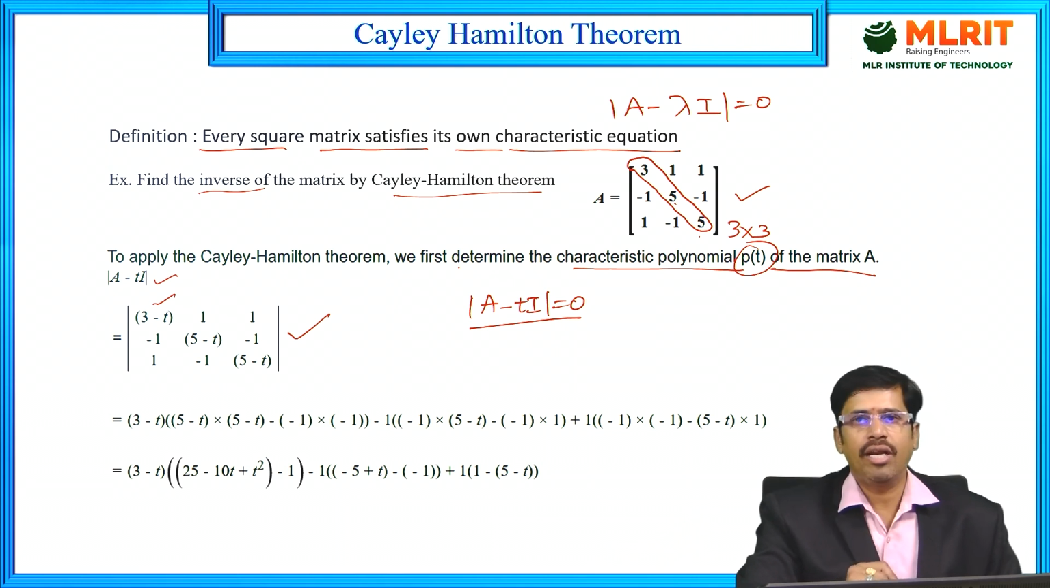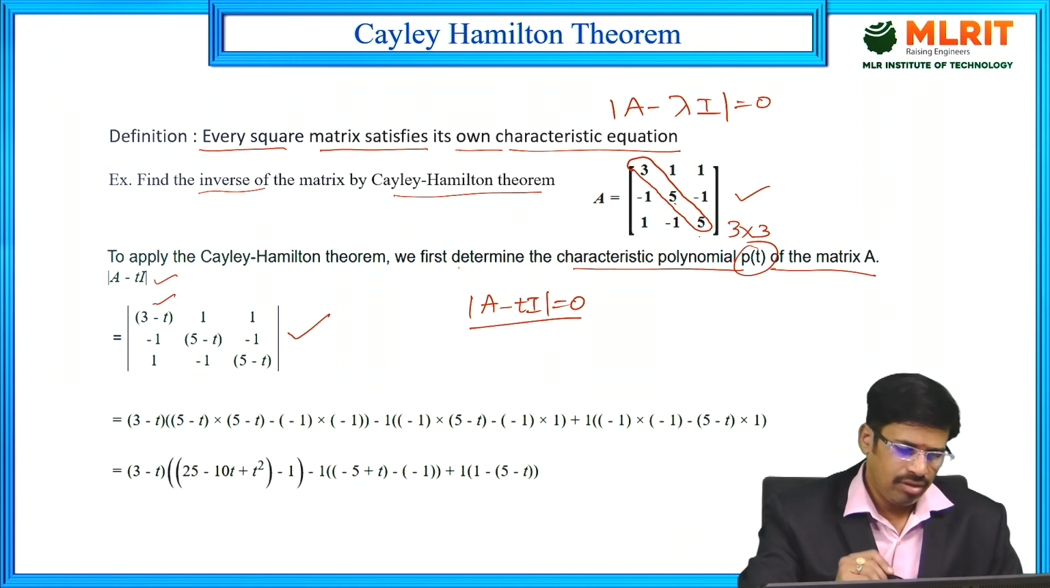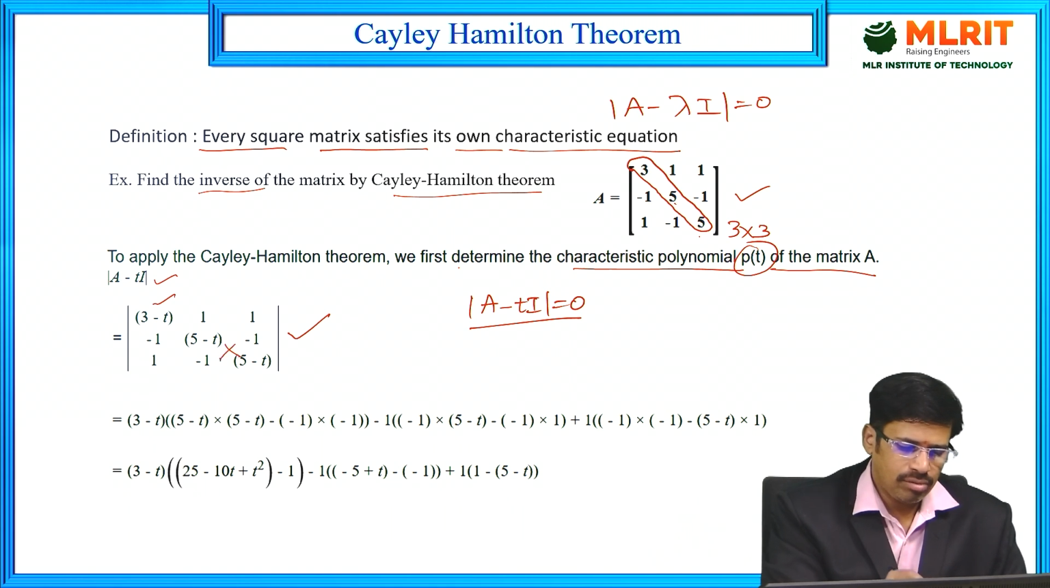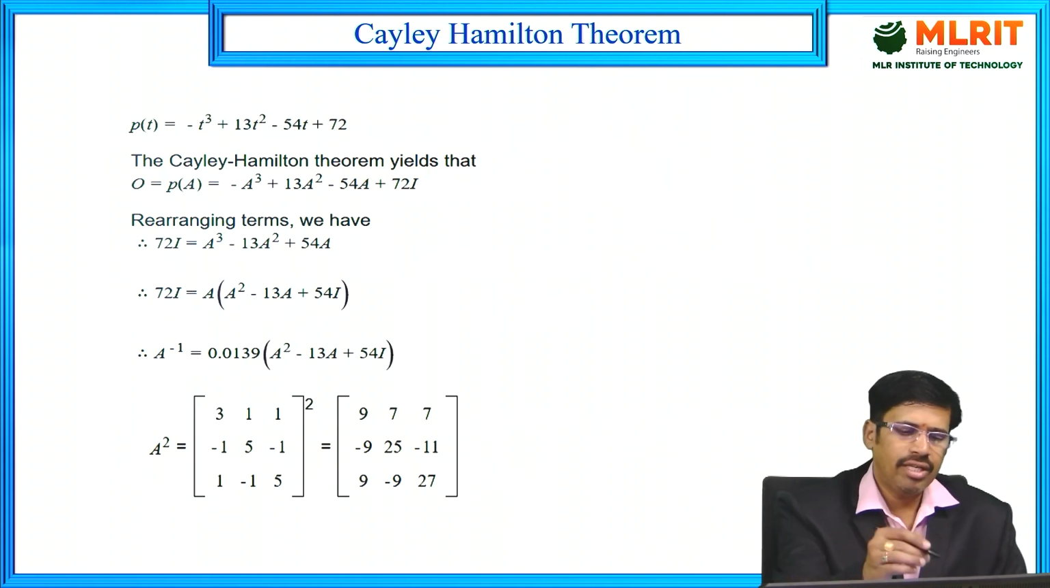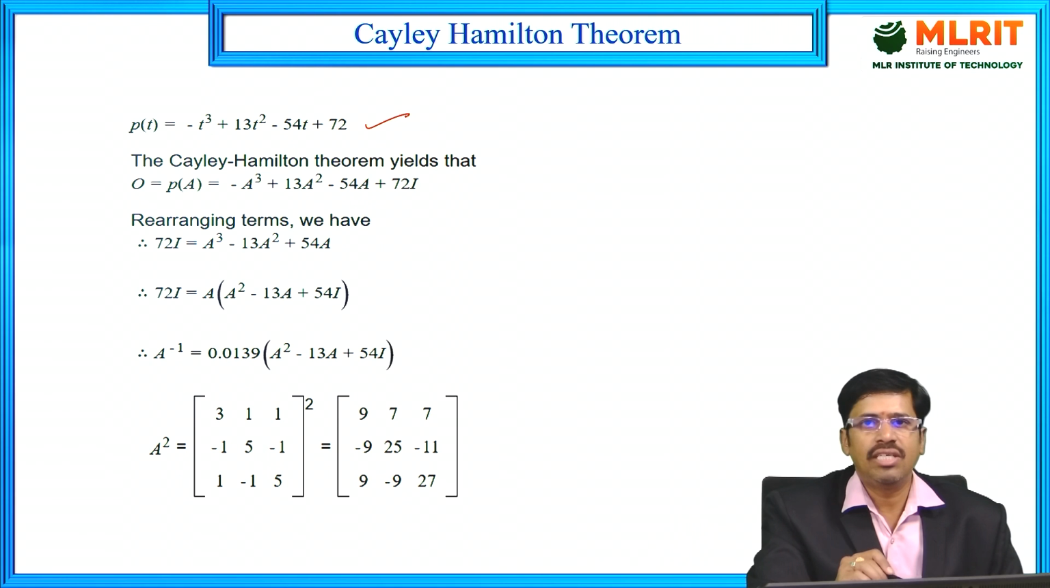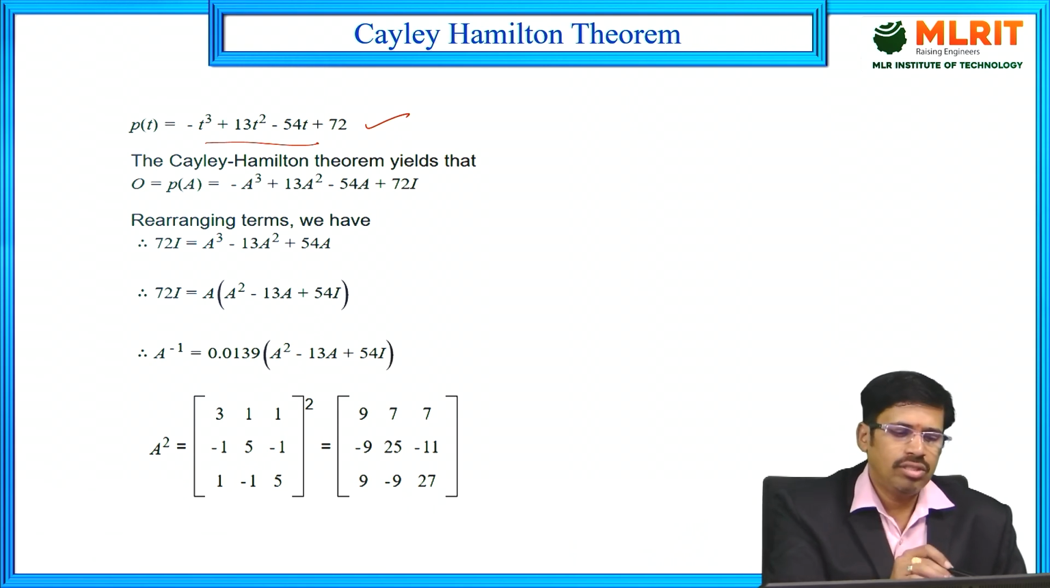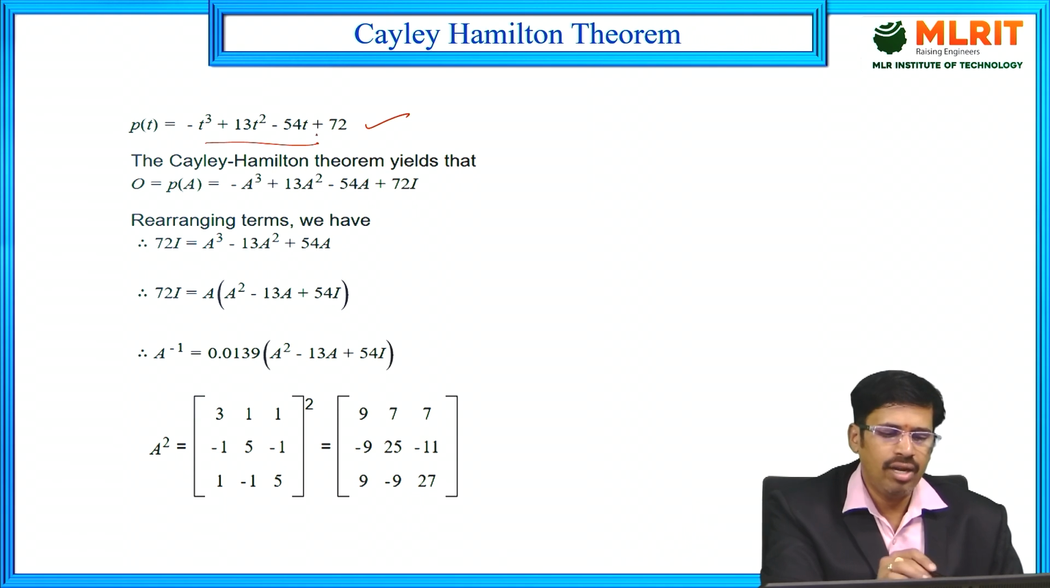You know how to find the determinant of a 3 by 3 matrix. Expand this: 3 minus t into this minus this into this, minus 1 into 5 minus t, minus 1 into 1. On simplifying this determinant, we get the characteristic polynomial, which is a third degree polynomial, since we have a 3 by 3 matrix. So the characteristic polynomial is given by minus t cube plus 13t square minus 54t plus 72.